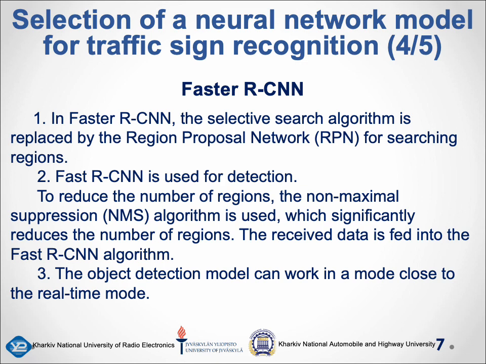Faster RCNN and its features. In Faster RCNN, the selective search algorithm is replaced by the region proposal network (RPN) for searching regions. Fast RCNN is used for detection. To reduce the number of regions, the non-maximal suppression NMS algorithm is used, which significantly reduces the number of regions. The received data is fed into the Faster RCNN algorithm. And last, the object detection model can work in a mode close to real-time mode.